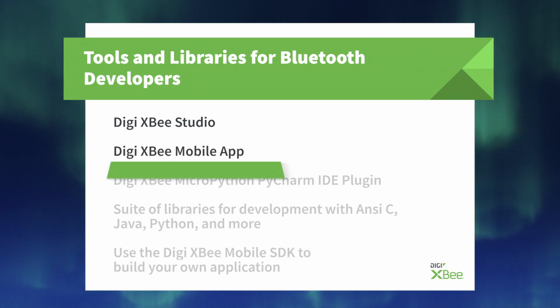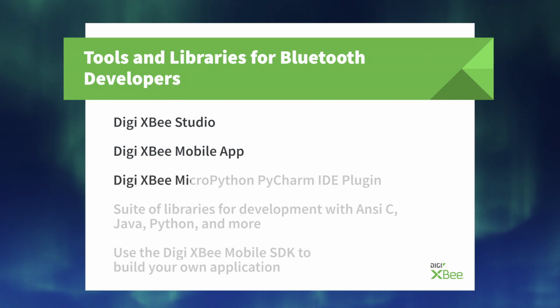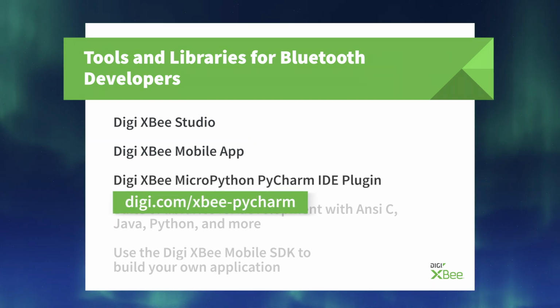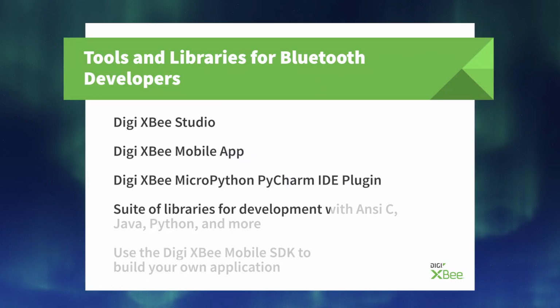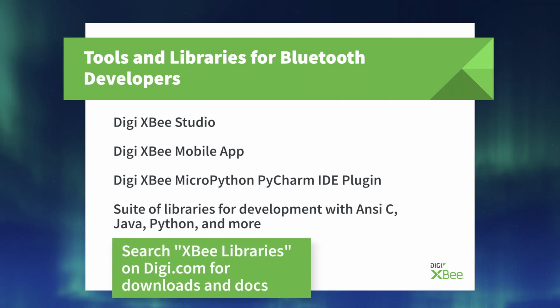XBee Mobile App is also great for local provisioning. So you can download that, provision your modules via Bluetooth. It's a great tool to get familiar with. We also have a PyCharm plugin available that has many code examples for MicroPython. Many of them are specifically geared towards Bluetooth low energy. Other tools that we have are a suite of libraries available in ANSI C, Java, Python, C#, and other languages that users can use on their external host processors to get their mobile applications up and running.